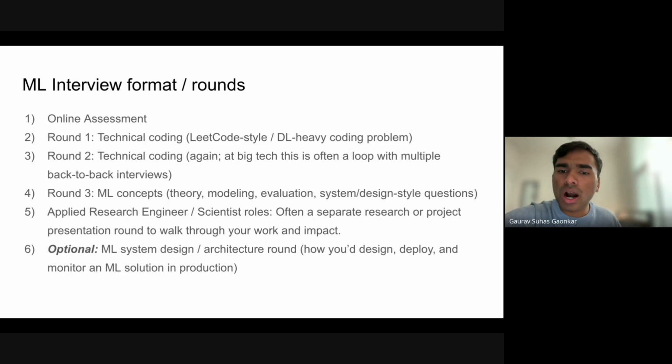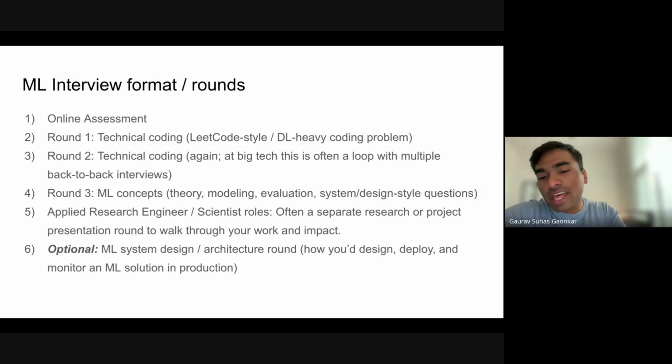Finally, if you are applying for a senior role, that's what I got to know from my alumni, you might be asked a separate system design round where they are trying to understand if you understand real-time production ML systems.